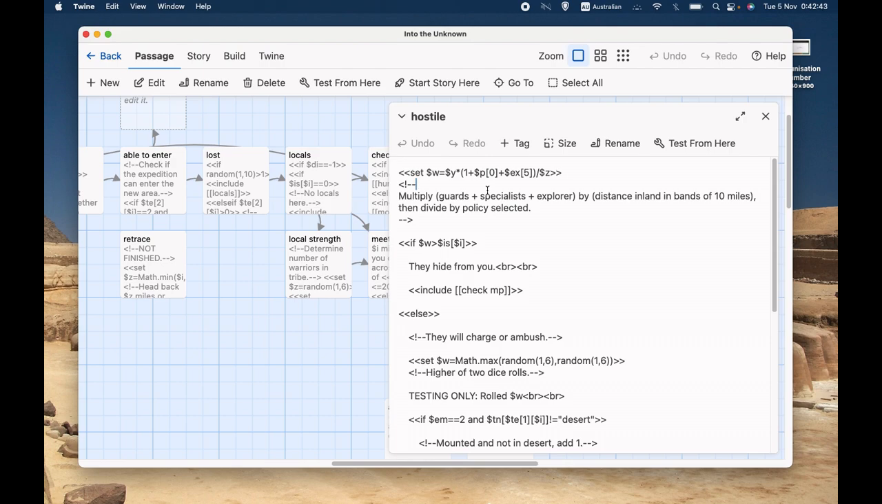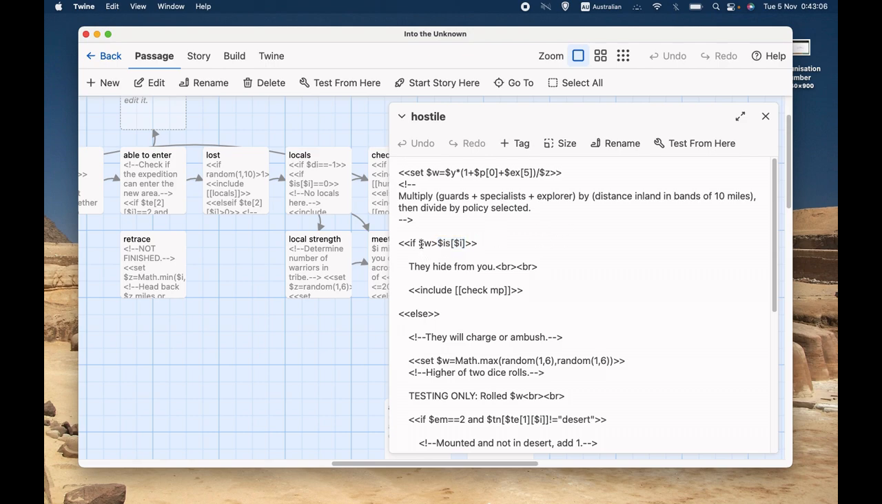So what does this variable do? Well, basically it does this. We compare it to ISI, and ISI is the number of warriors in the group that we've encountered.